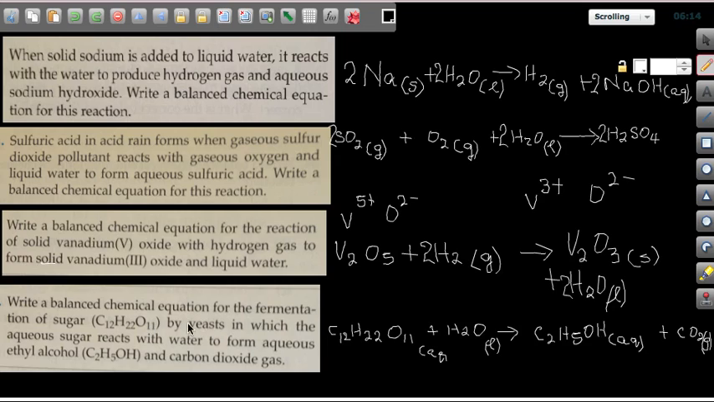C12H22O11 by yeasts, in which aqueous sugar reacts with water to form aqueous ethyl alcohol C2H5OH and carbon dioxide. So here's sugar plus water gives you ethyl alcohol and carbon dioxide. So we can proceed to balance this, going back and forth until all of the atoms are balanced. I think this question is a little difficult. I have 12 carbon here, and I want to remove my initial thought of 5 carbon and my initial thought of 2 carbon.